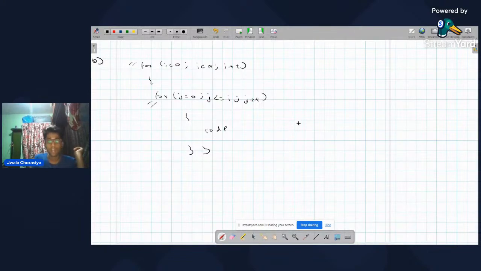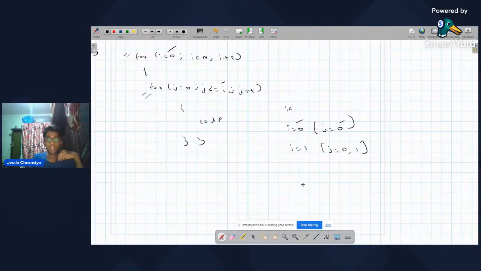Okay. So when i is equal to 0, my j will also be equal to 0. Am I right? When my i is equal to 0, my j will be equal to 0 because it will iterate till i. If i is 0, then it will iterate till i, that is equal to 0. Am I right? Okay. So when my i is equal to 1, my j will iterate from 0 till 1. When my i is equal to 2, it will iterate from j equals 0, 1, 2. When my i is equal to n minus 1, it will iterate from j equals 0, 1, 2 till n minus 1. Am I right?